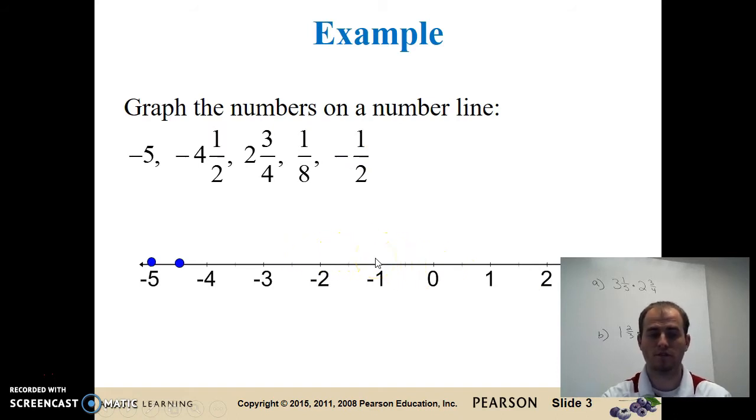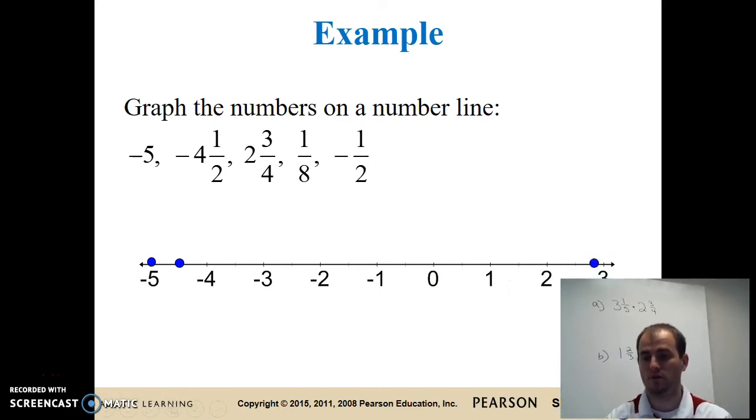So you'll see those, negative 5. Negative 4 1/2 would be between negative 4 and negative 5. 2 3/4 would be 3/4 of the way to 3. So if you can see that blue dot there. And then 1/8, as we talked about, and negative 1/2.